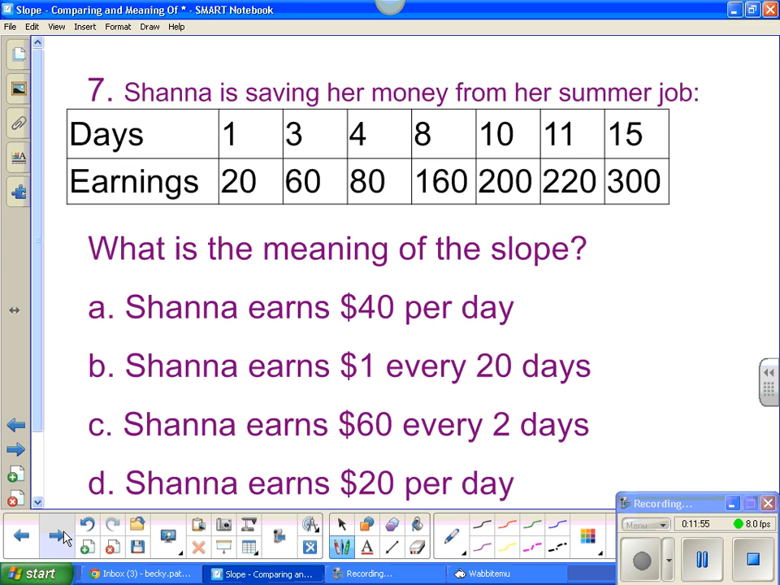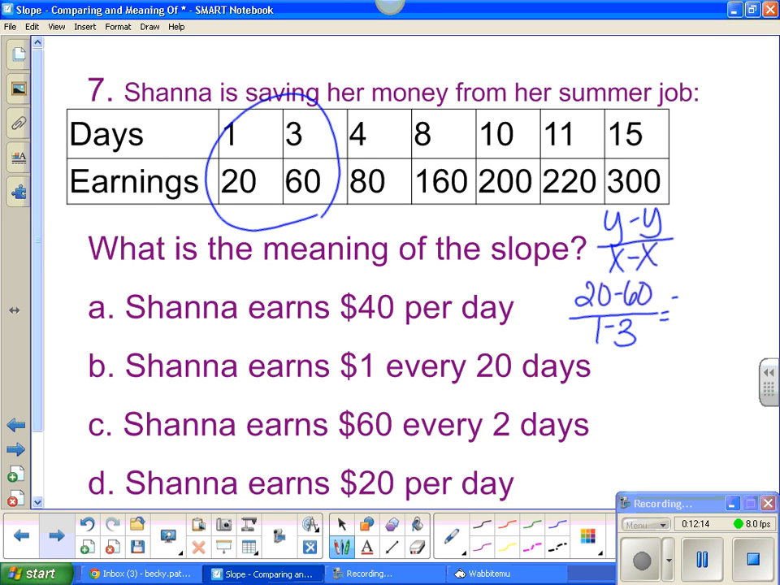Shanna is saving her money from her summer job. So she has days and then she has her earnings. What is the meaning of the slope? Okay, so we're going to find the slope. So we're going to go y minus y over x minus x. I'm going to pick the first 2 points. So y minus y over x minus x. So that's a negative 40 over a negative 2, which is 20.